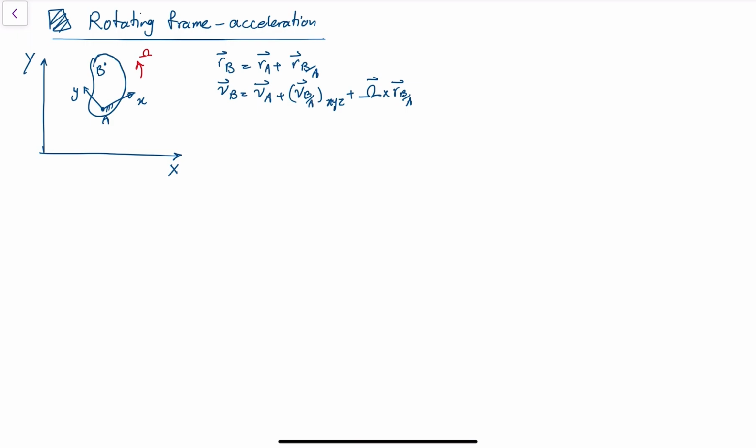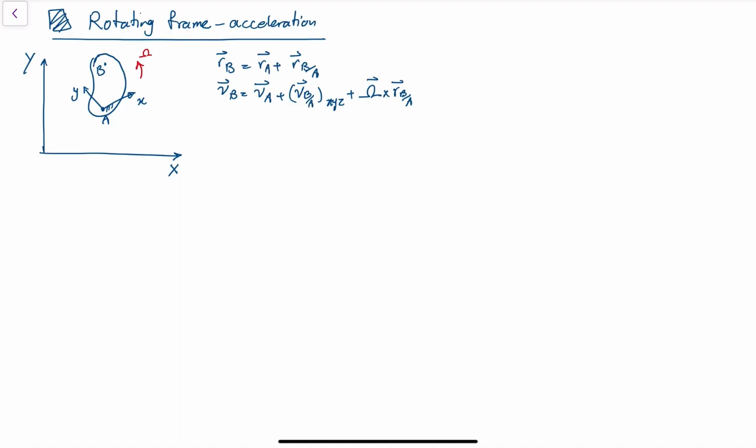We took the derivative, we came up with the velocity equation, and the velocity of B in the base frame is the velocity of A in the base frame, and you have a bunch of other terms. The first one is the velocity of B relative to A, which is what the observer measures directly. And the last term, omega cross R, is the effect of the rotation of the observer itself.